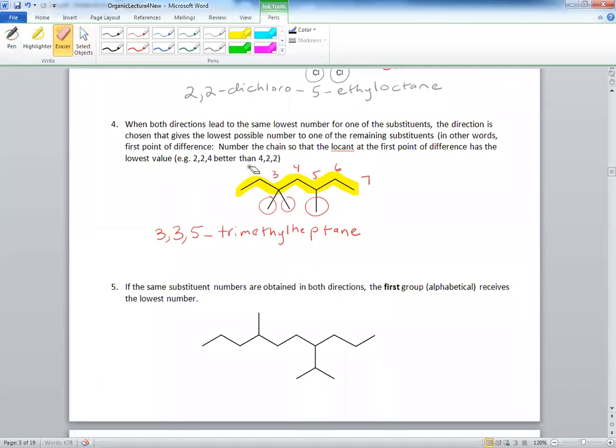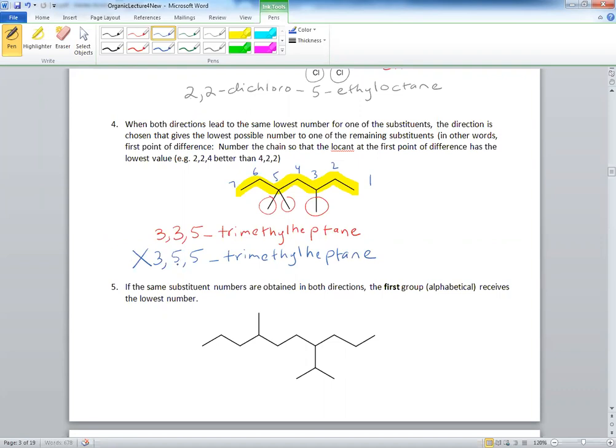If you number them the other way around, if you go 1, 2, 3, 4, 5, 6, and 7, and you go, okay, I have 3. That's the first one. And then look, 5, 5, trimethyl heptane. Well, this would be unacceptable.